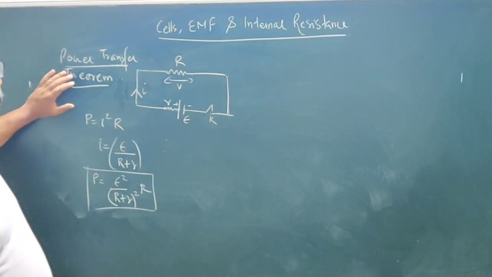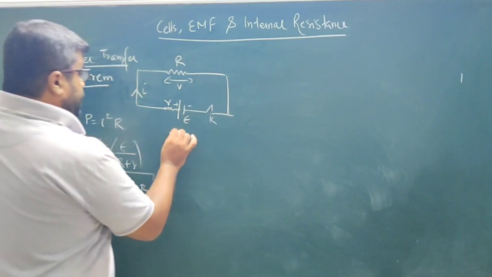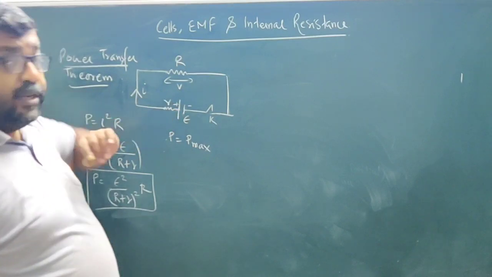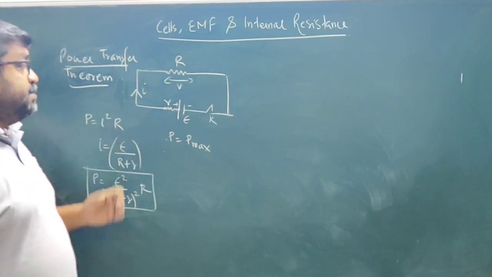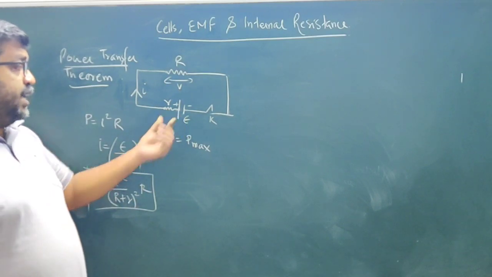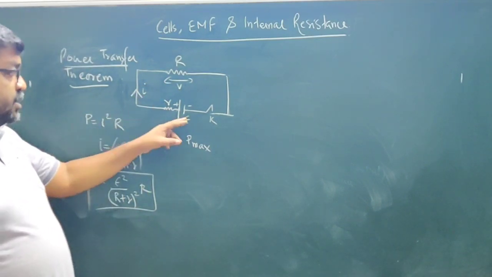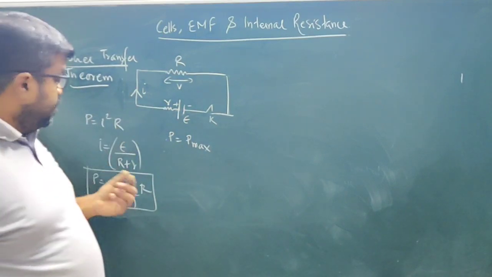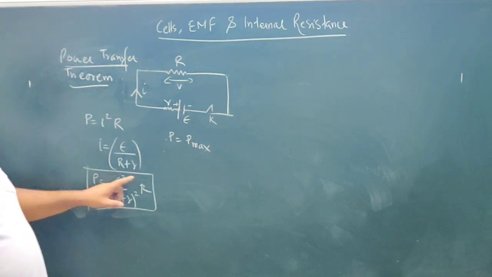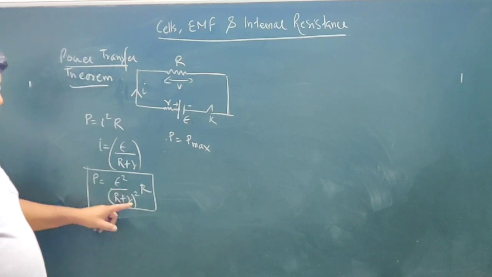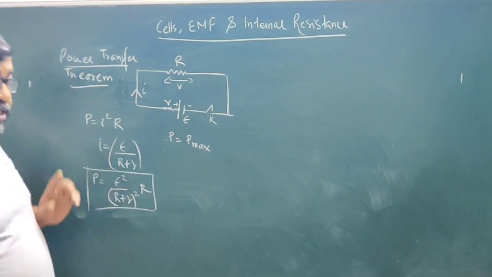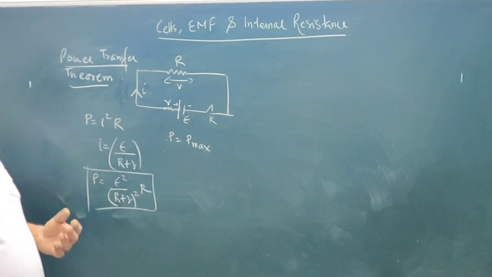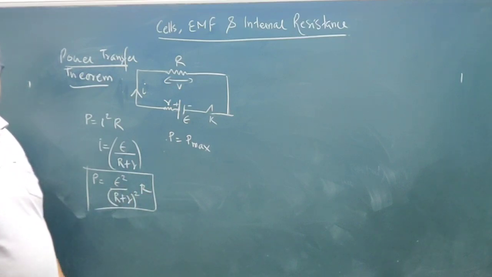And we want to get the condition for maximum power, so for P equal to P max. We want to derive the condition for maximum power that can be drawn from this cell. When I am talking about a particular cell, that means I am talking about a cell with a particular EMF and a particular internal resistance. So I cannot change the internal resistance. EMF E and small r are constant. What I am going to change is the value of this capital R, so that the power is maximum. So power changes with capital R.